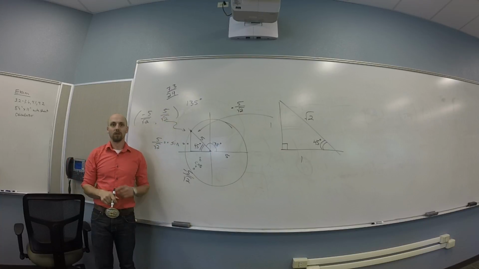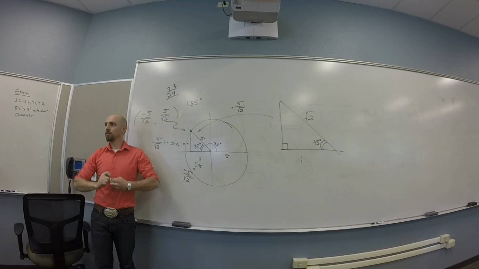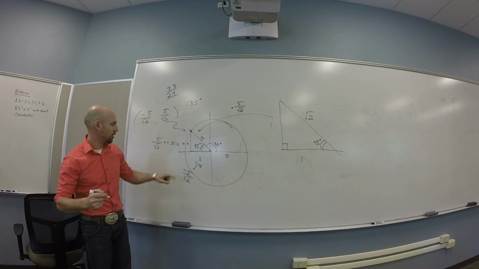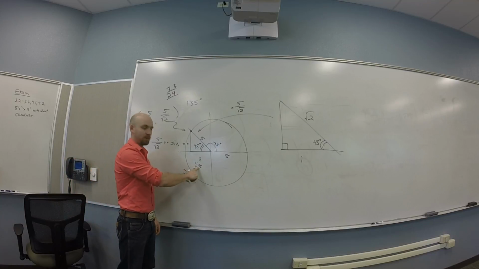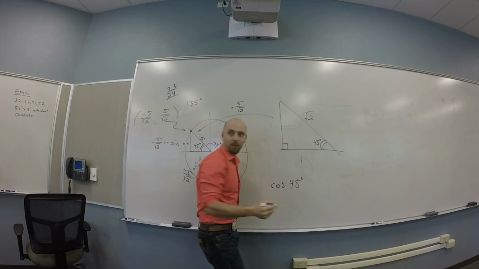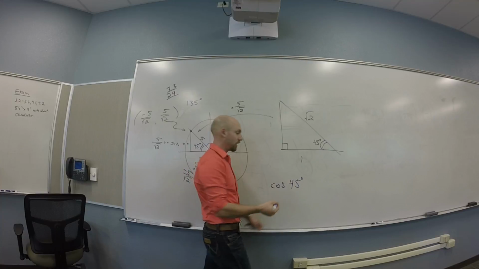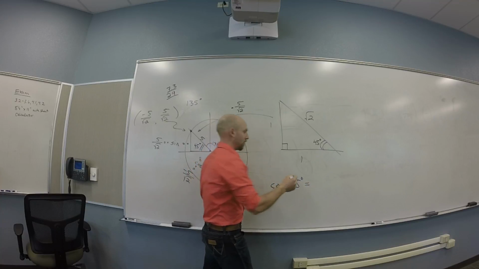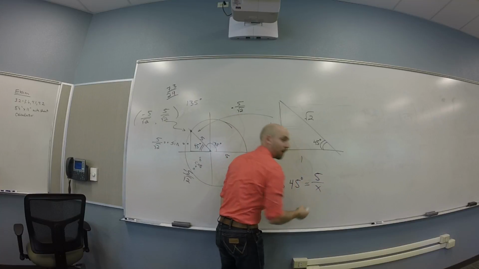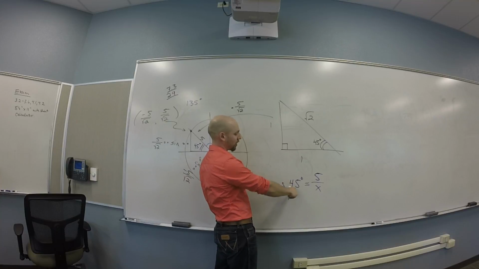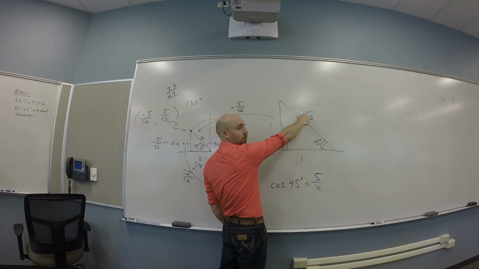Is this how you guys figured this out? Or did you do something slightly different? I think some of you might do it like this: cosine of 45 degrees. So this is another thought. You might do cosine of 45 degrees should be 5 over x, I don't know. And on the other hand, I know the cosine of 45 degrees is 1 over the square root of 2 from here.